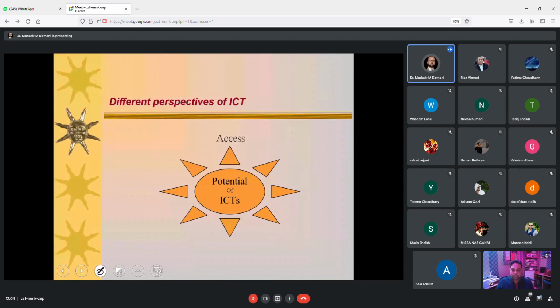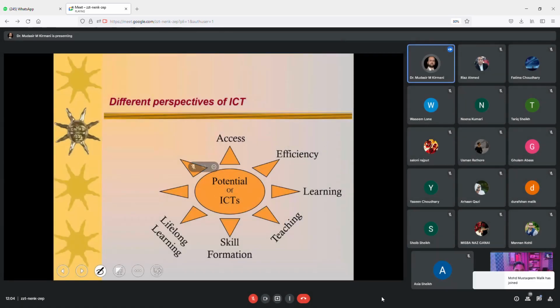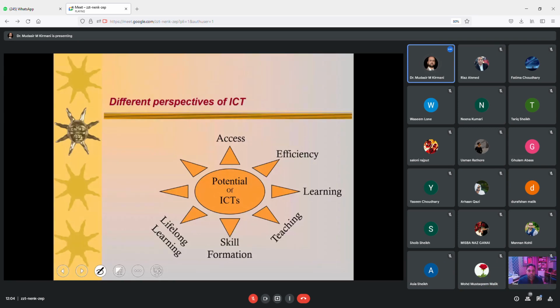Now, these are the different perspectives of ICT, that we should have access to the technology. It should have efficiency. Learning should be there. Teaching has to be there. Skill formation, it should help us in forming skills. Then it should help me in learning at each and every stage. Whenever I need help, I should learn.